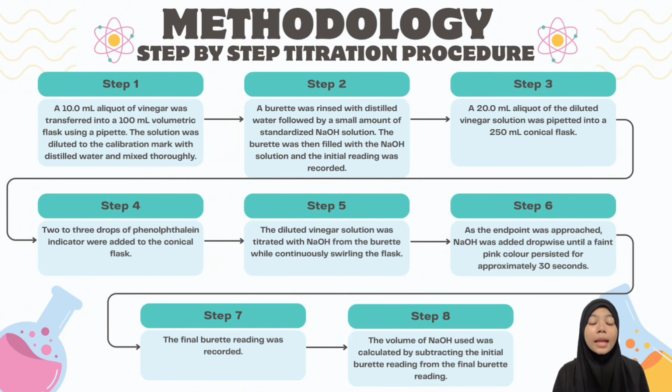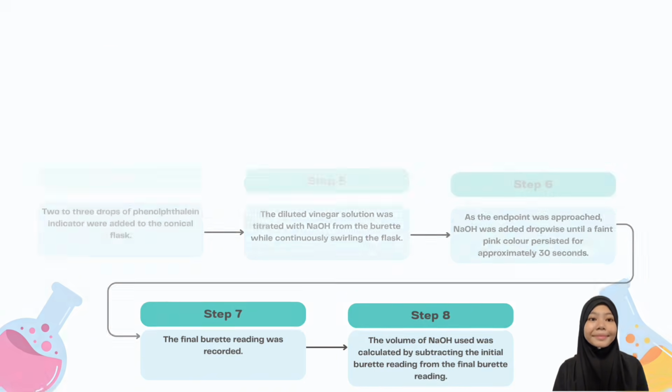Fifth, the dilute vinegar solution was titrated with NaOH from the burette while continuously swirling the flask. Sixth, as the endpoint was approached, NaOH was added dropwise until a faint pink color persisted for approximately 30 seconds. Seventh, the final burette reading was recorded. Eighth, the volume of NaOH used was calculated by subtracting the initial burette reading from the final burette reading.